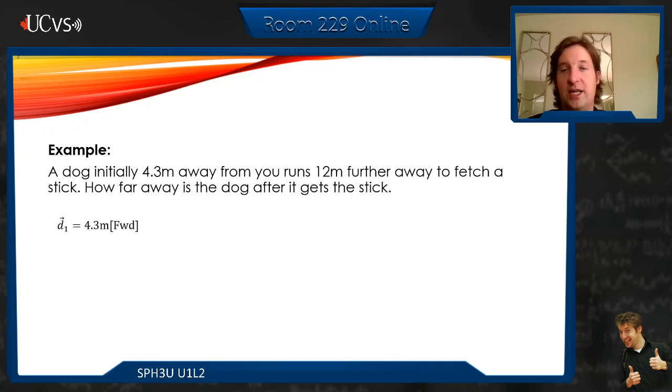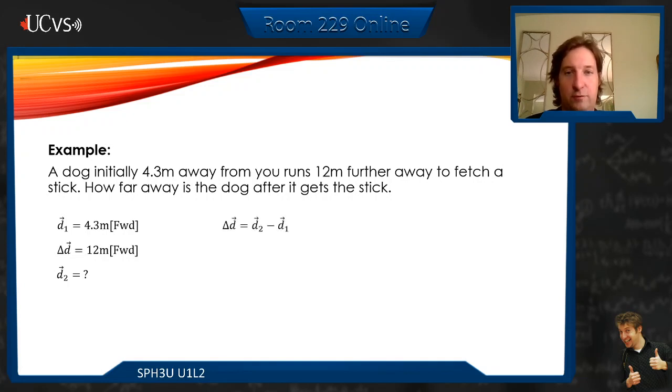We know that the initial position of the dog is 4.3 meters forward. That's what that expression tells us. D1 as a vector. It's 4.3 meters forward. The displacement, the delta d, the change in position, is 12 meters forward, right? Because he got farther away from us. He's leaving us. He's going 12 more meters away. And we want to know what his new position is going to be, d2.